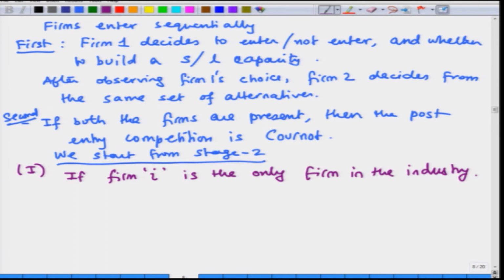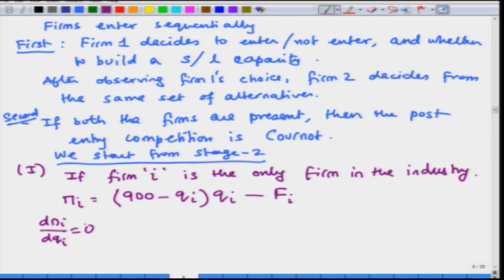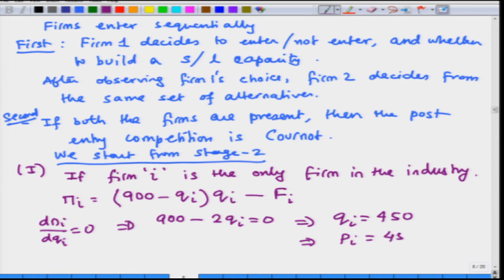So, if firm i is the only firm in the industry, then it is essentially a monopolist. So, its profit is (900 minus Qi) times Qi minus the fixed cost that it incurs, depending on whether it is a small capacity or a large capacity. Now, the output choice of firm i is going to be obtained by setting d pi_i by dQi equal to 0, which essentially means 900 minus 2Qi equal to 0. So, the monopoly choice of output Qi star is essentially 450, which then implies that the price Pi is going to be 900 minus 450, which is also 450.